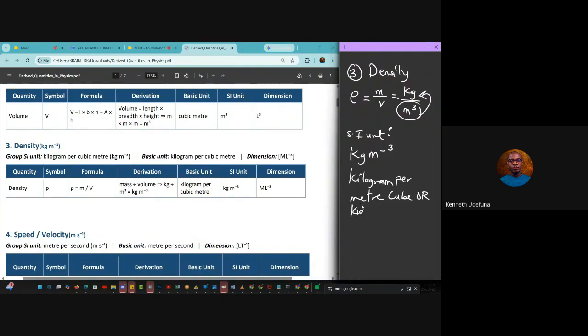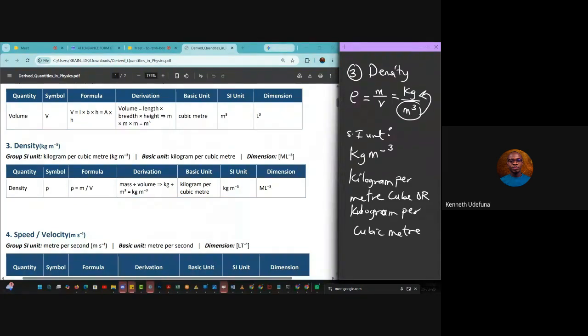Sorry, I can call it kilogram per cubic meter. So you see where I wrote it here, I wrote it as kilogram per cubic meter. They are the same thing. So the way to call this is either kilogram per meter cube or kilogram per cubic meter. They are all the same thing.